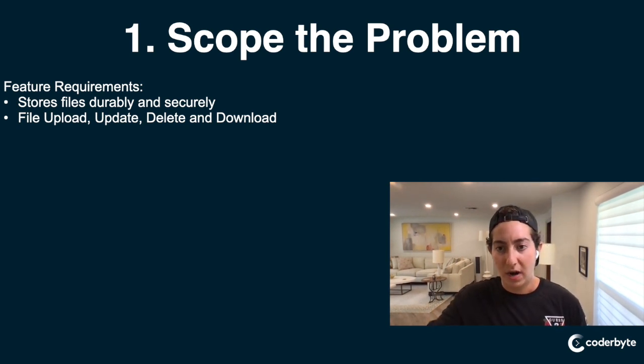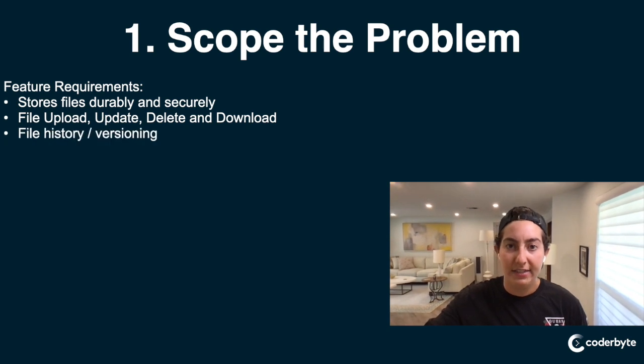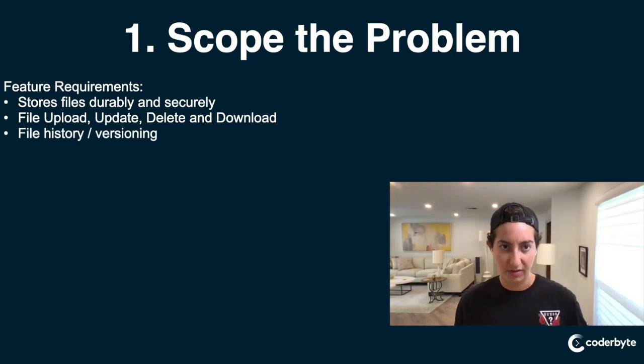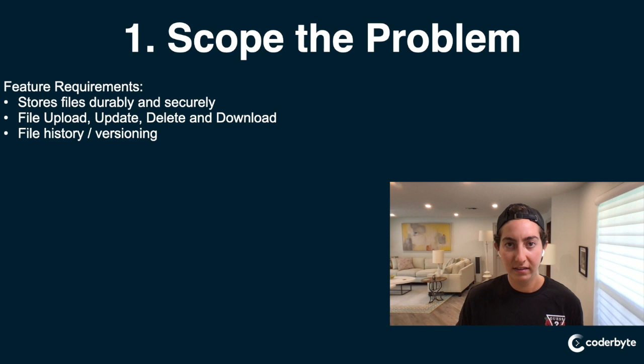Our next system requirement is that we need to have some sense of file history and versioning. So that if I've updated a file or changed it in any way, there's a concept of remembering what it used to be compared to what it looks like now.